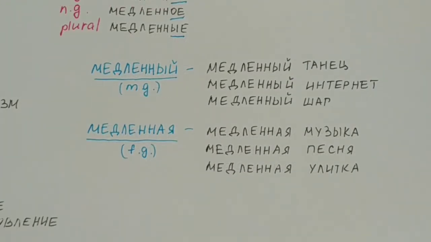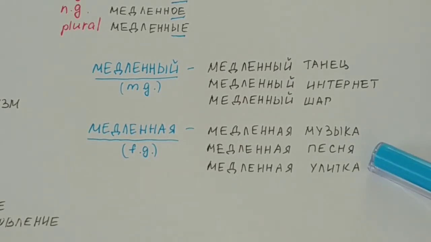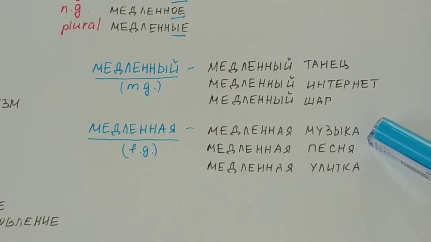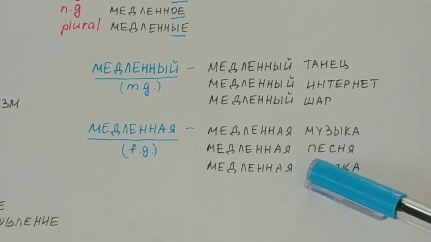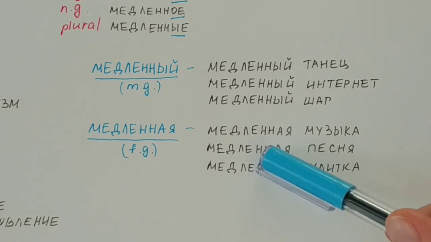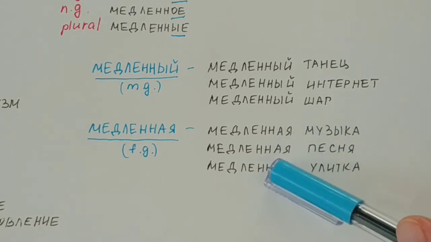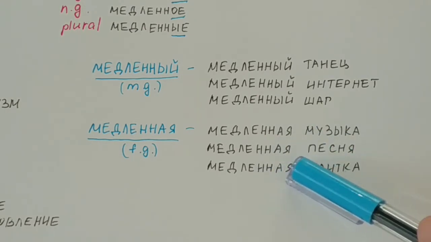The feminine gender form of the adjective медленный is медленная, and here are some examples of phrases with this adjective. First we have медленная музыка. Музыка means music. It is a noun of the feminine gender, so we're using it with the feminine gender adjective, and медленная музыка means slow music.